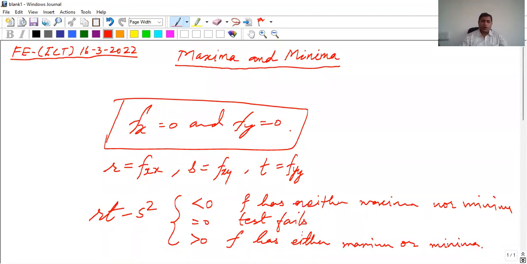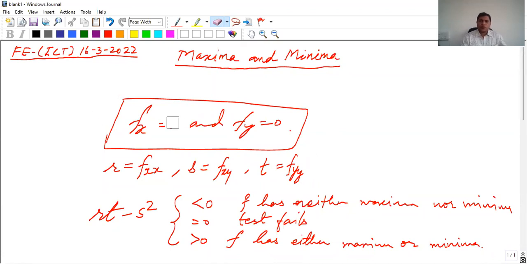After getting this, if the maxima or minima exists, then we calculate the maximum value of this function f at the given point. And if it doesn't exist, then we call this point a saddle point. So this is what we had done. Is there any doubt in this procedure or in these steps?